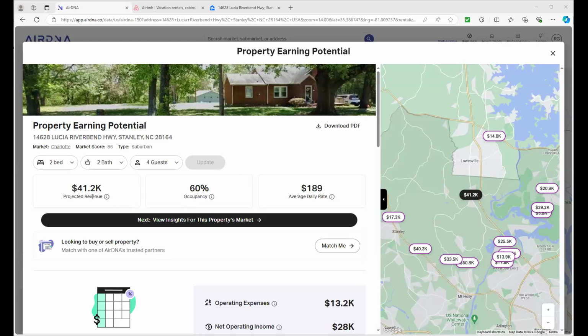So just to give you a walkthrough on AirDNA, obviously a lot of this is self-explanatory, but what they're giving us is an annual projected revenue, your annual occupancy, and your average daily rate, right? If you do the math here, the 41,000 for a year is based on $189 at a 60% occupancy level. So $189 times 30 days times 60% is about $3,400, right? So $3,400 times 12 is 41,000. So you're looking at a gross rental income of $3,400.